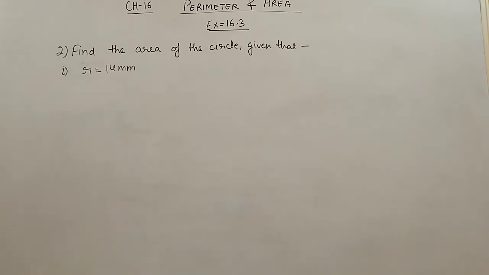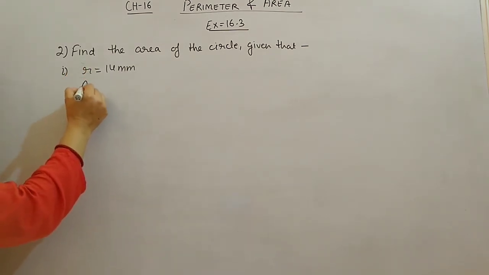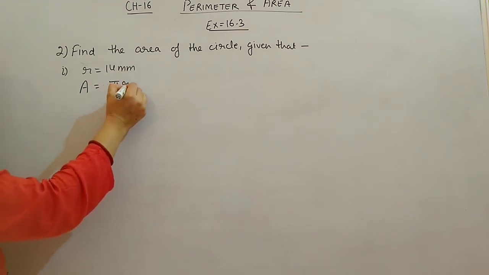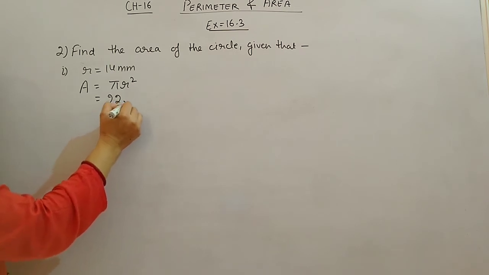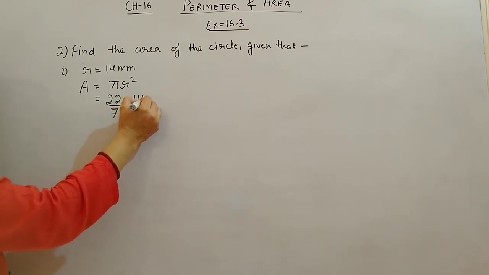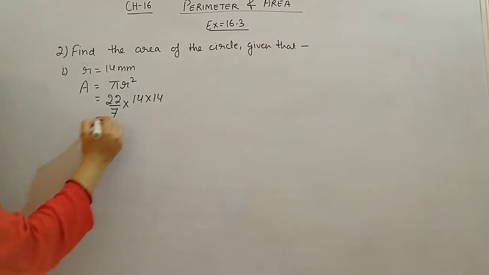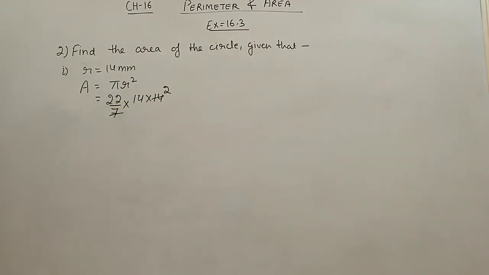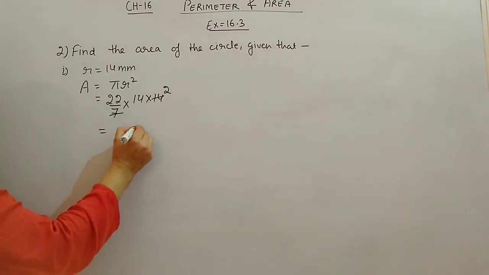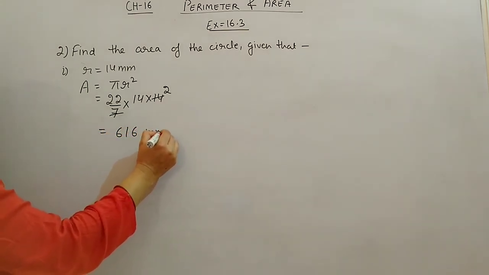Next question number 2. Find the area of the circle given that first part radius is 14 millimeter. So area we have to find out. Area is equal to pi r square. Pi value 22 by 7. R square means r multiplied by r, or 14 multiplied by 14. Then you can do the cancellation. 7 2s are 14, and later on you have to multiply 22 into 14 into 2. You will get 616 millimeter square.